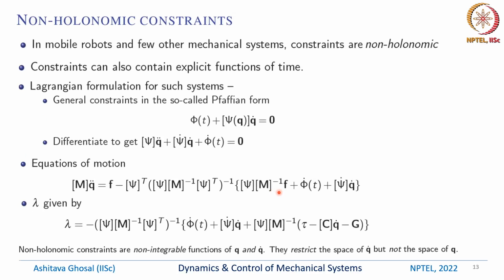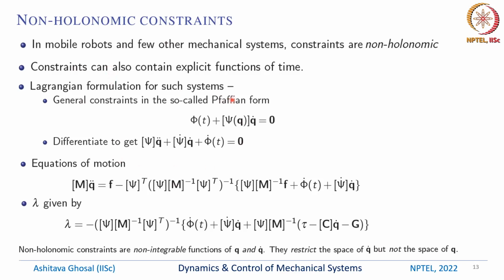In mobile robots and a few other mechanical systems, sometimes the constraints are non-holonomic. What do we mean by non-holonomic? They are not only functions of the generalized coordinates q, they could be functions of q dot, and we cannot get rid of the q dot, so they are non-integrable. In the example of the rolling thin disk, I showed you that the constraints are in terms of the velocity at the point of contact being 0, and hence the constraint contains both q and q dot, and we could not get rid of the q dot by integration.